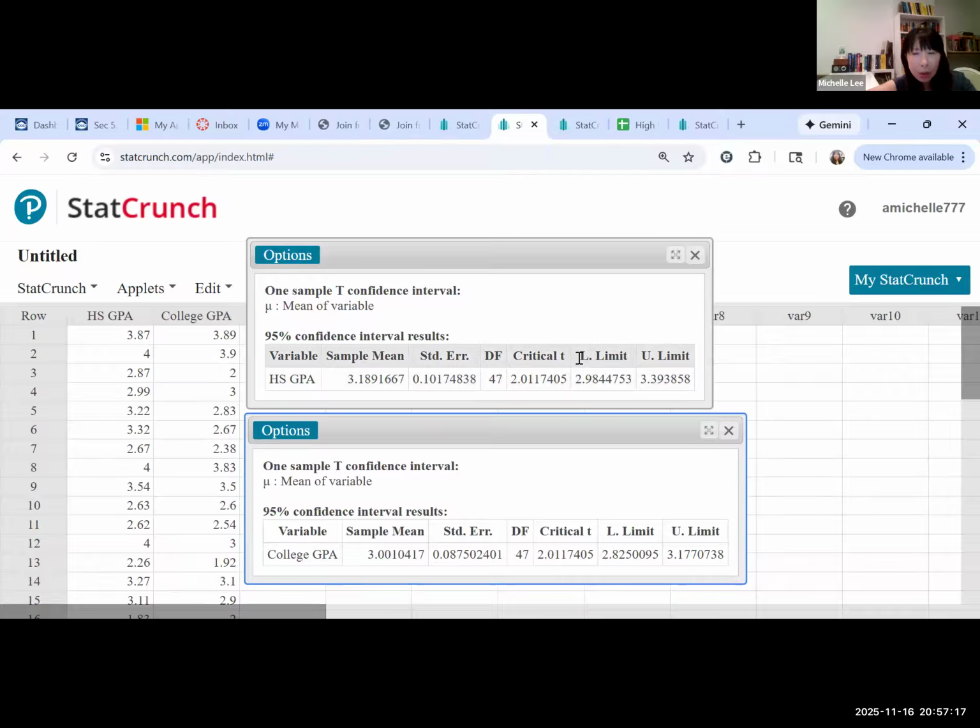So here is the lower limit, upper limit for this, the college, right? So this is high school. This is for college, right? Yeah, right. Okay. So the lower limit is slightly higher for the high school, and the upper limit is also slightly higher than college, right? Okay. So let's go back to the lecture notes.